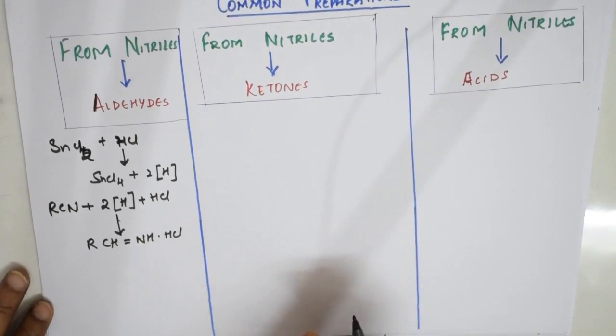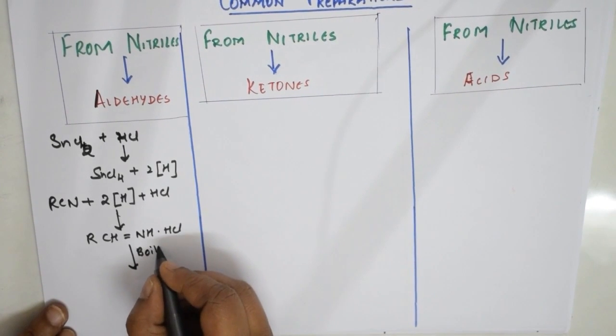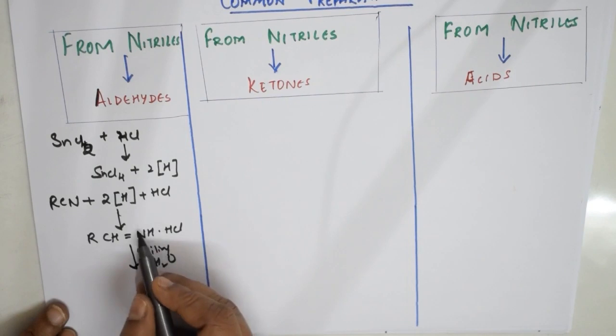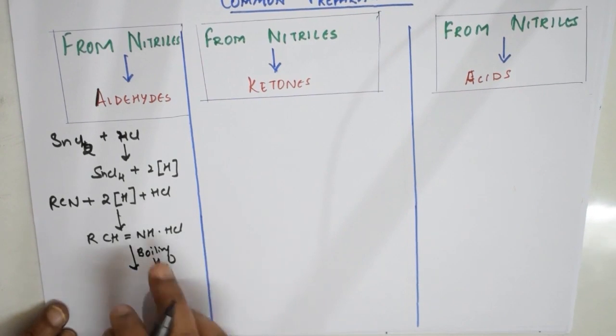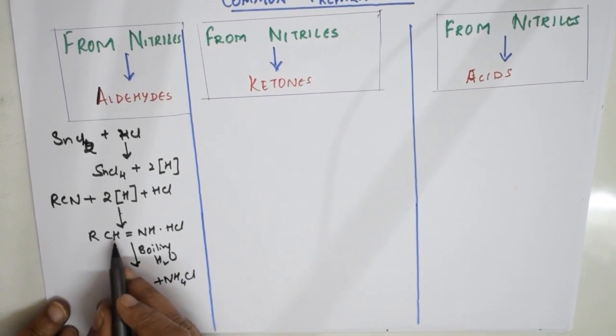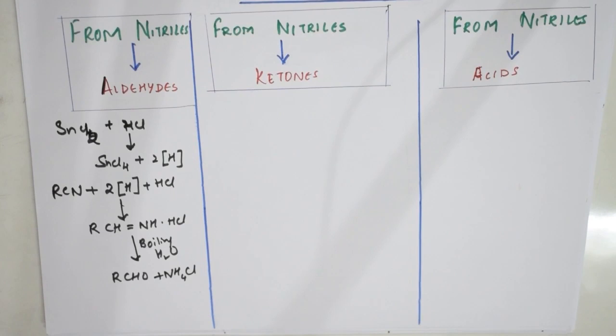Further, if you take boiling water, so further you're introducing boiling water, and then what happens, ammonium chloride NH4Cl comes out, and what is left out is RCHO. See, here I'm just writing the reaction, students. Clear explanation I have given in the earlier videos, please watch them.